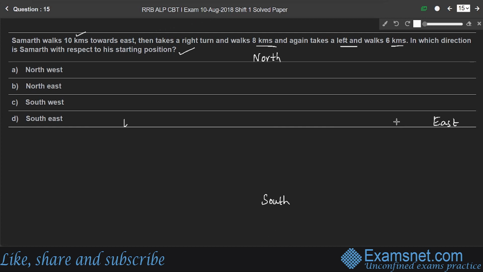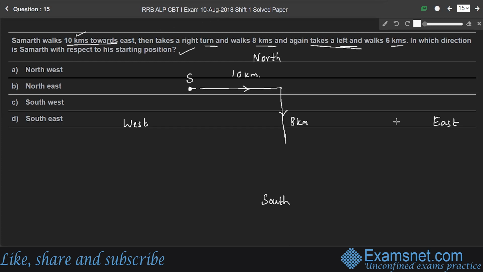East and west. Right? So Samarth walks 10 kilometers towards east. So we'll consider his position somewhere here, right? Let S be his initial position. He walks 10 kilometers towards east. Then he takes right turn. His right turn means towards south now. He takes right turn, right? And walks 8 kilometers.